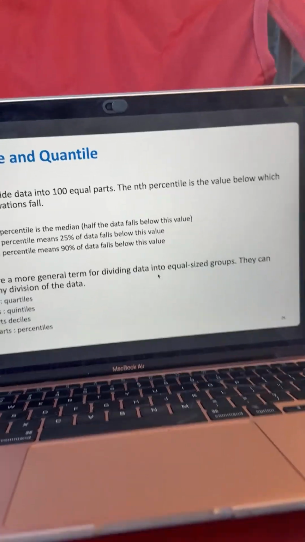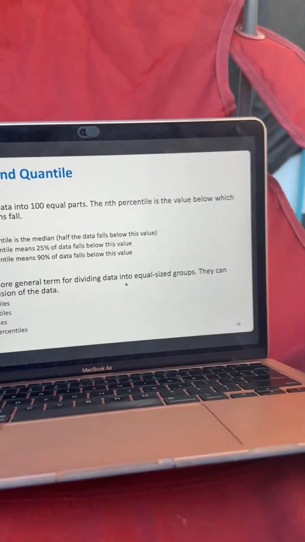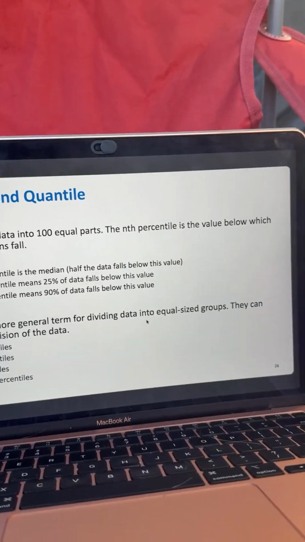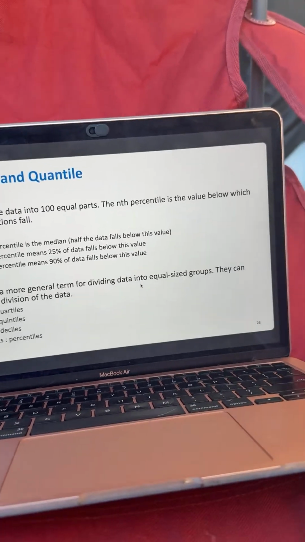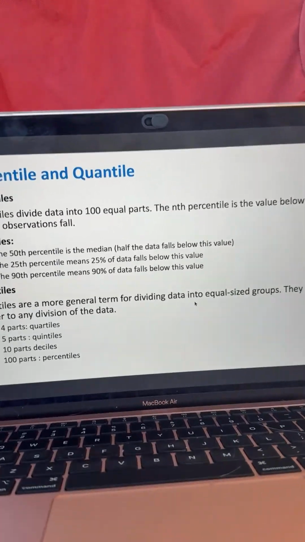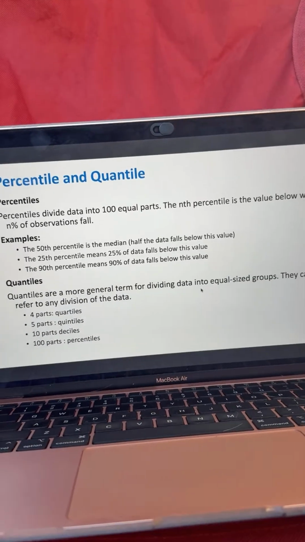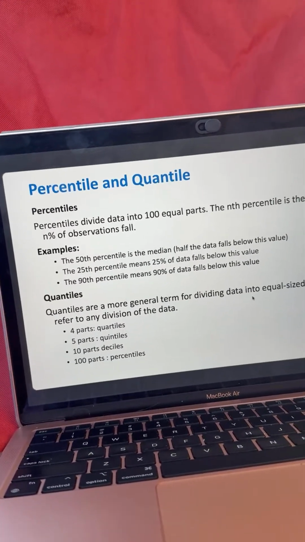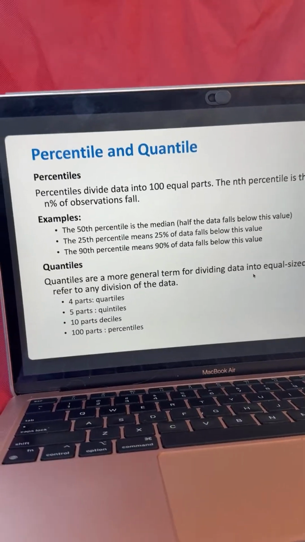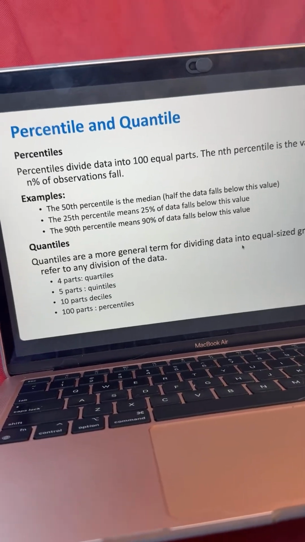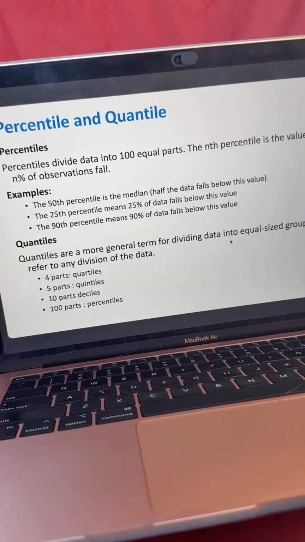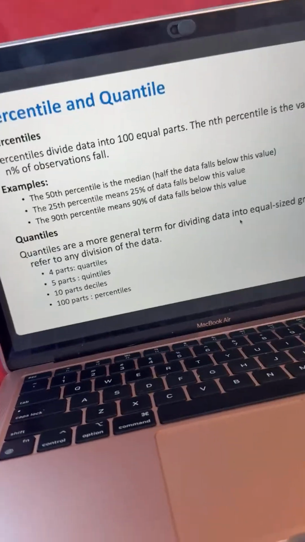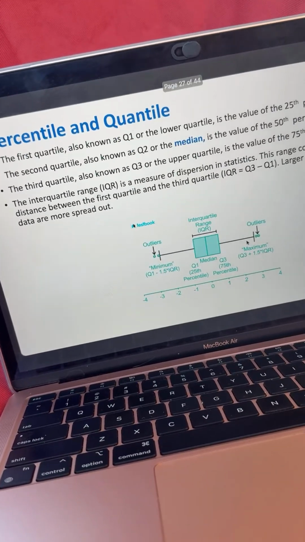So quantiles are a more general term for dividing data into equal-sized groups. They can refer to any division of the data. So there's 4 parts, quartiles, like a quarter, and then 5 parts, quintiles, 10 parts, deciles, 100 parts, percentiles. That makes sense.